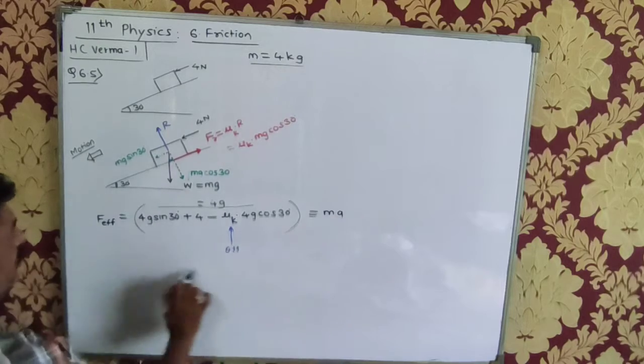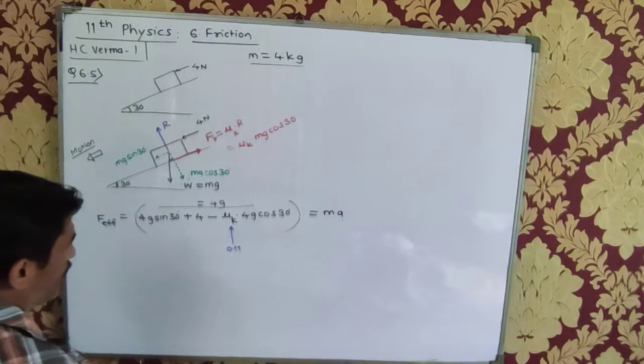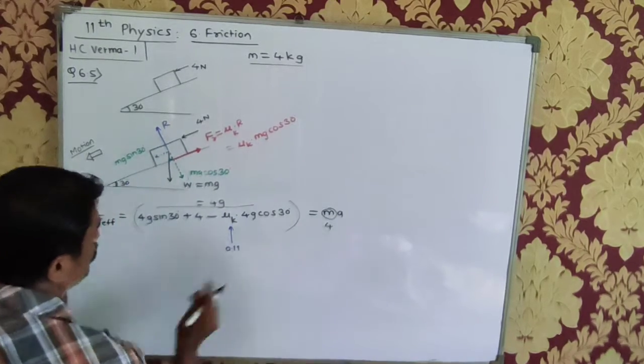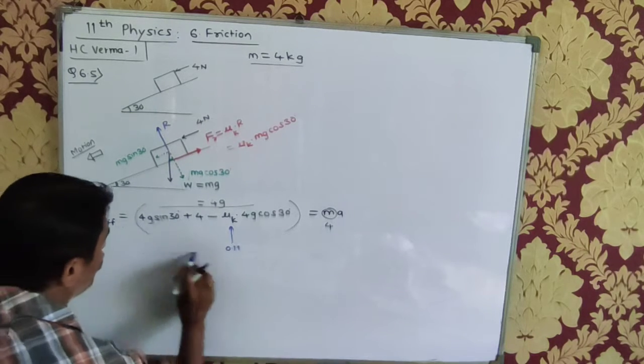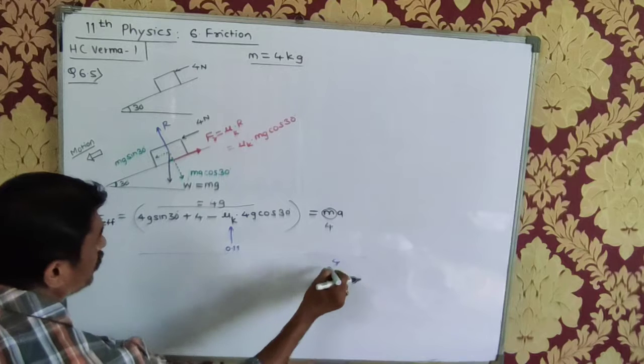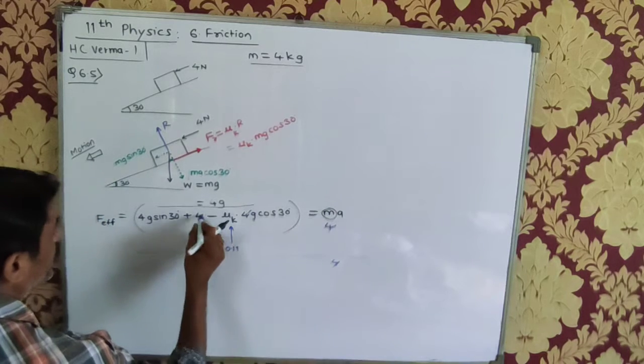Yes. This is the resultant force. F is equal to ma. Right, m is 4. So can I divide throughout by 4? Okay, divide throughout by 4. The 4 will cancel.